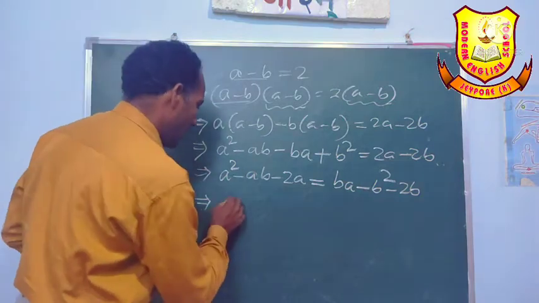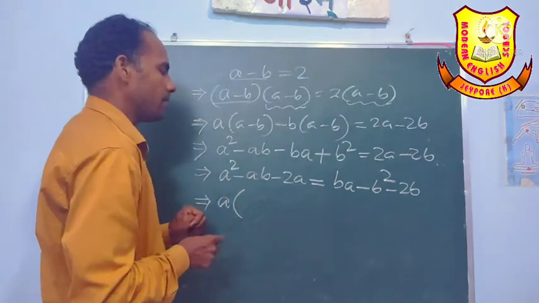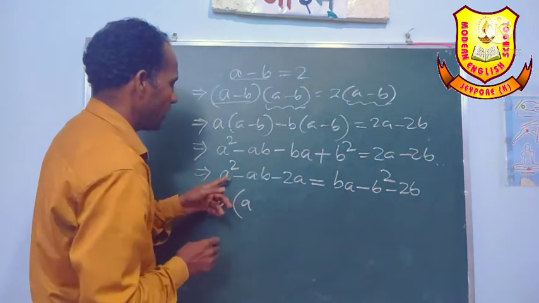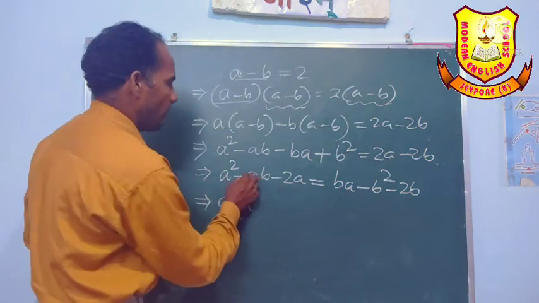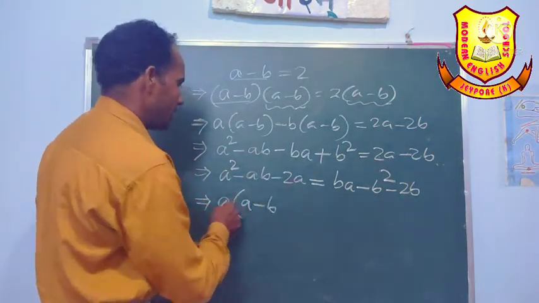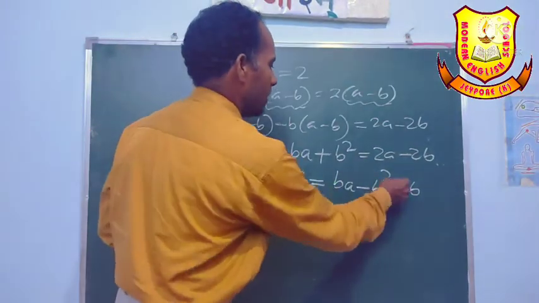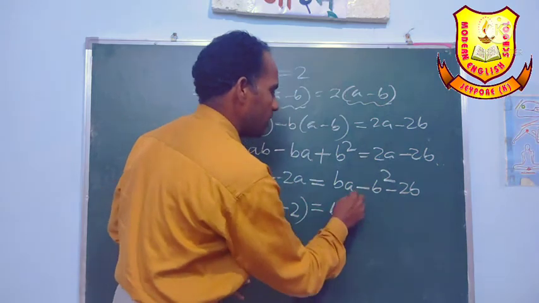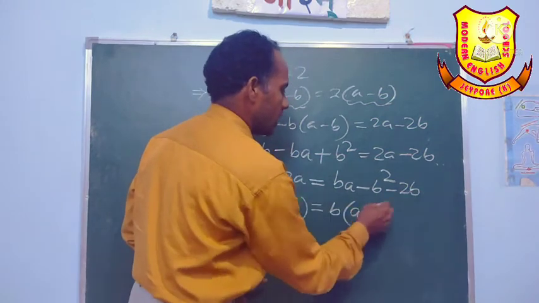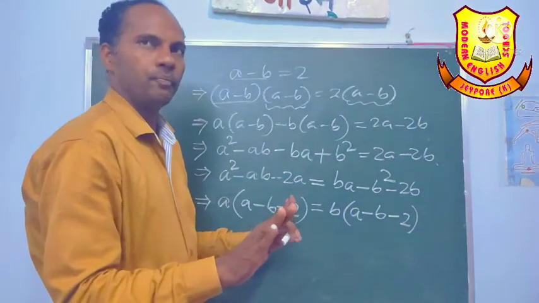This implies a into (a square minus ab minus 2a): a is common, so I have taken a common, leaving a square; a taken common from minus ab leaves minus b; and a taken common from minus 2a leaves minus 2. That is equal to, again from here b taken common: here a is left, minus b is left, and here b is taken common, minus 2 is left. Okay, there is no problem.